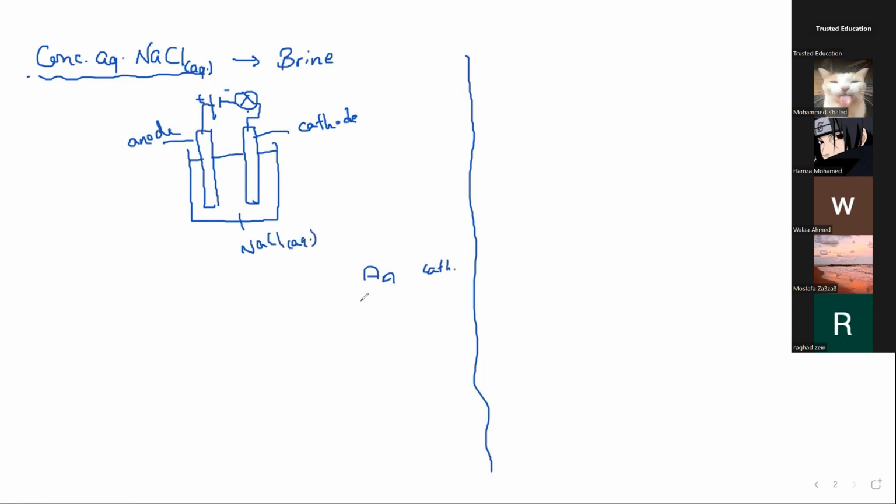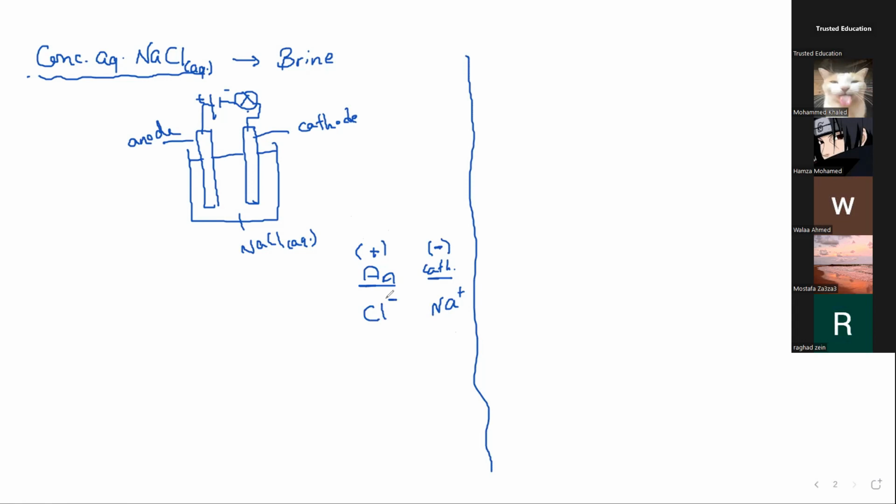Now, what are the ions that I have? Naturally I have sodium ion and chloride ion. The sodium ion will be attracted to the cathode. Why? Because the cathode is the negative electrode, so the positive sodium ion will be attracted. I'll write it below. And the anode, which is the positive electrode, chloride will be attracted to the anode.